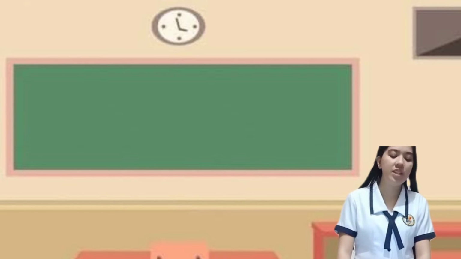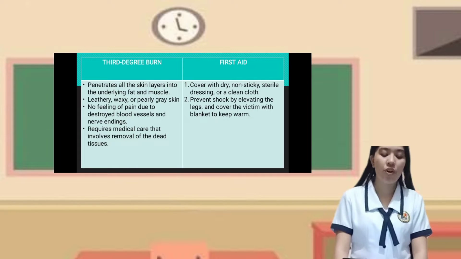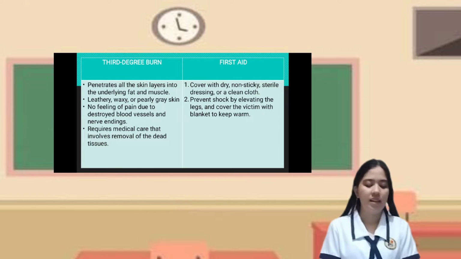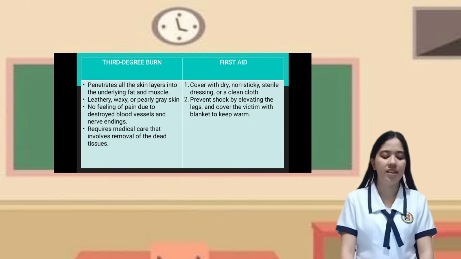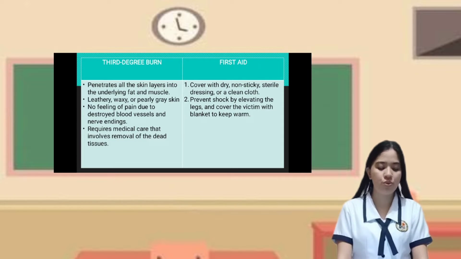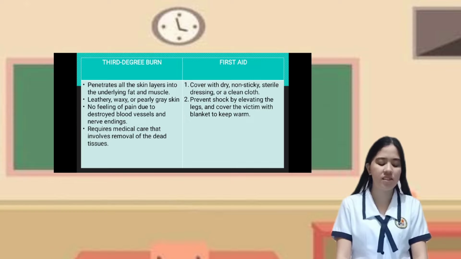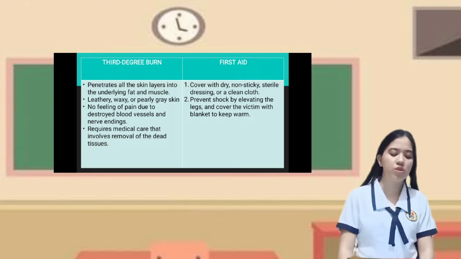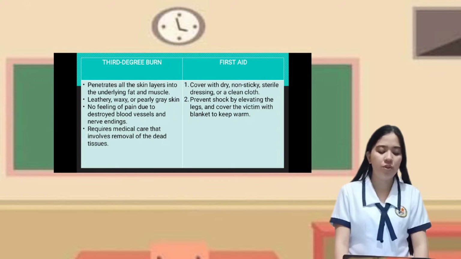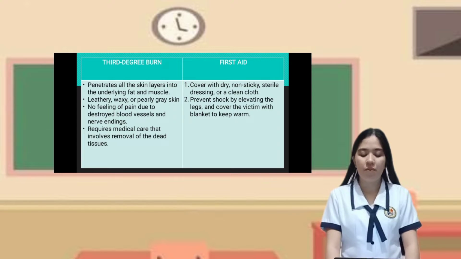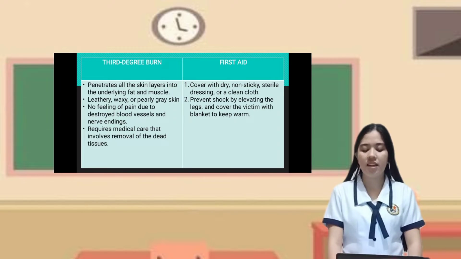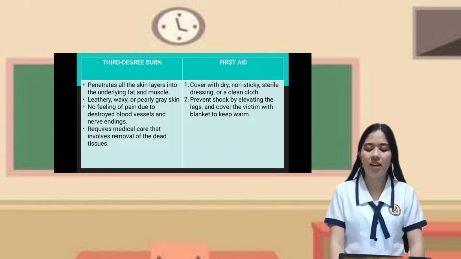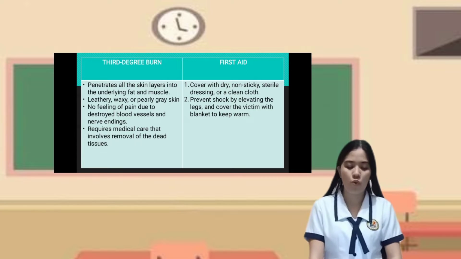And lastly, the third degree burn penetrates all the skin layers into underlying fat and muscle. Glittery, waxy, or pearly gray skin. No feeling of pain due to destroyed blood cells and nerve endings. Requires medical care that involves removal of the dead tissues. So, di mo ma-feel yung pain. And the first aid, cover with dry non-sticky sterile dressing or a clean cloth. Prevent shock by elevating the legs and cover the victim with blanket to keep warm.